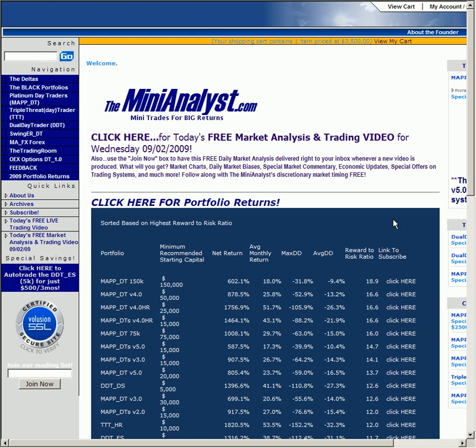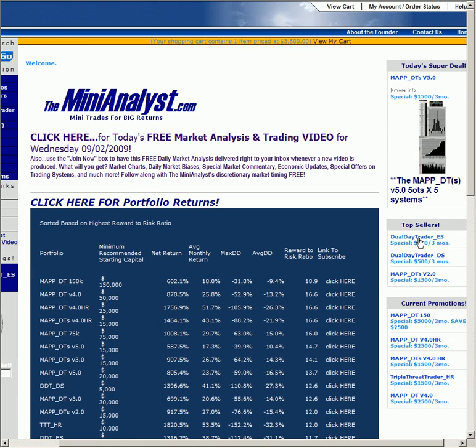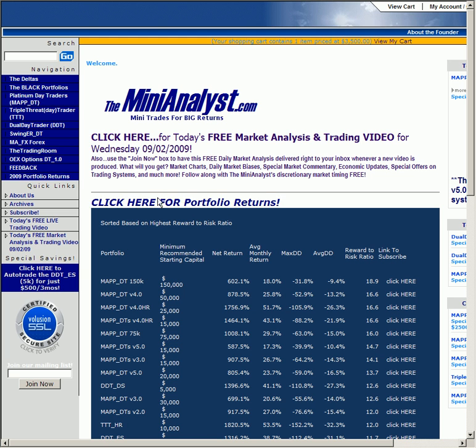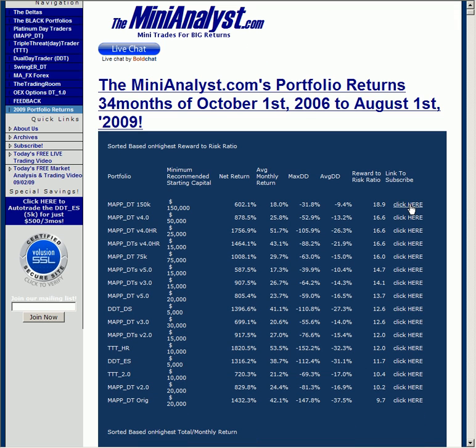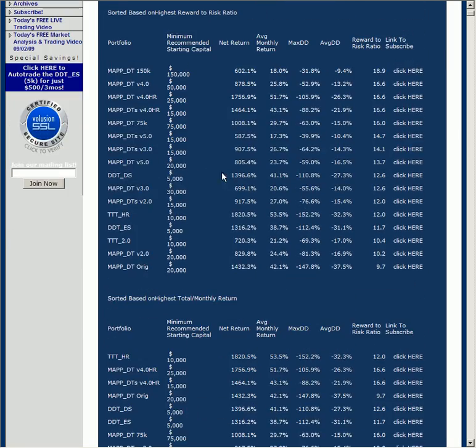We get a lot of questions on individual products. They may not be fully updated, but all of our portfolio returns are updated here, and we'll go ahead and click right here. And this has a little link that you can use to subscribe to the portfolios. Now this one's ranked based on the highest reward to risk ratio. MAPDT 150 and MAPDT 4.0 obviously are some of our better portfolios, but this one is one of our most popular portfolios, MAPDT version 4.0 HR. And as you can see why, a reward to risk ratio of almost 17. And of course, all these portfolios use $26 for every round turn for slippage and commissions.